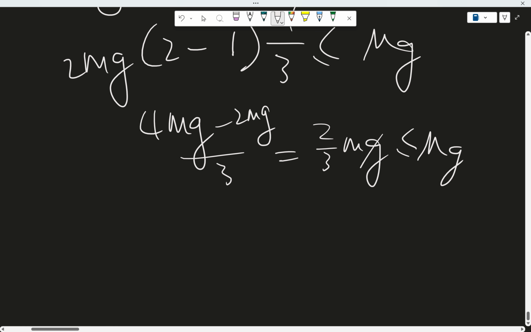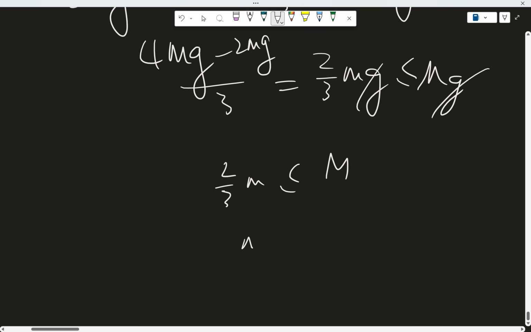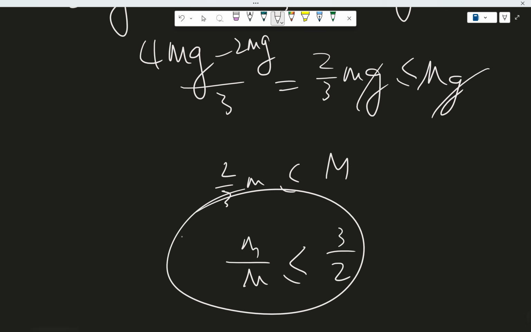And so then we know, cancel out g. 2 over 3 small m must be smaller than or equal to big M. And so m over big M must be smaller than or equal to 3 over 2. And that is the maximum ratio for which your hoop will never fly off the ground.